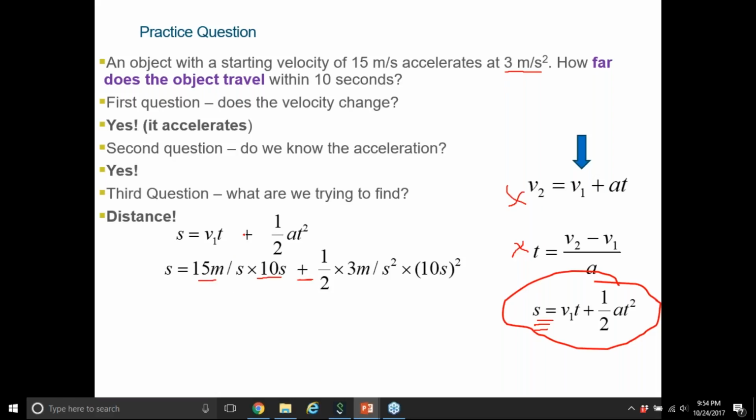Our plus sign is still right here where it was. The 1/2 stays right there. We're going to use that. We don't change it. And we have acceleration and time squared. So acceleration is 3, because that's what it told us up here. And our time is 10 seconds.